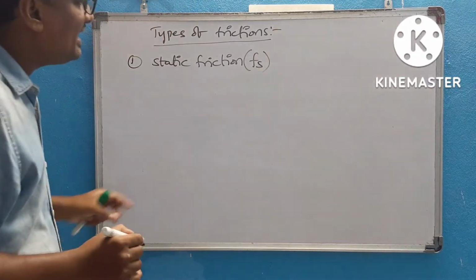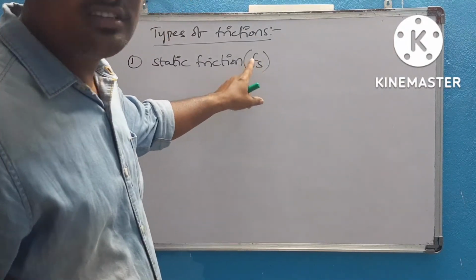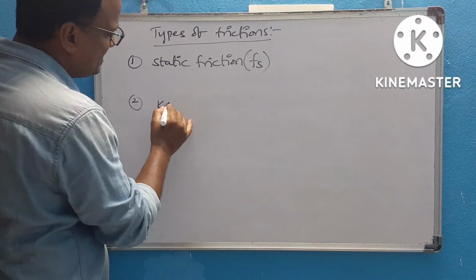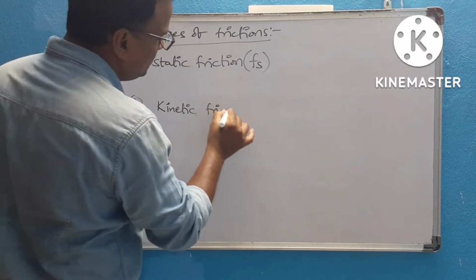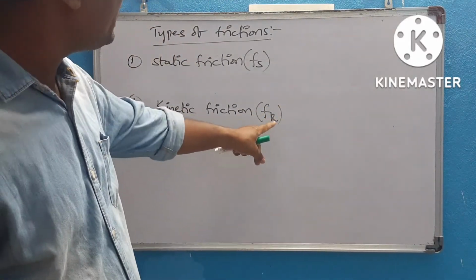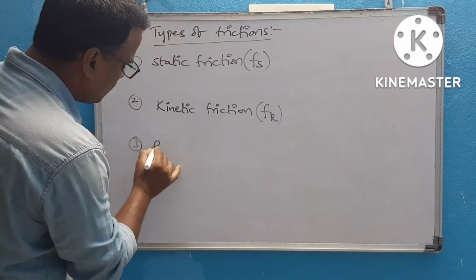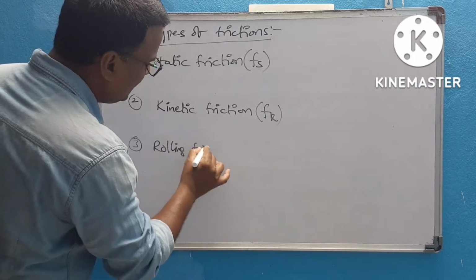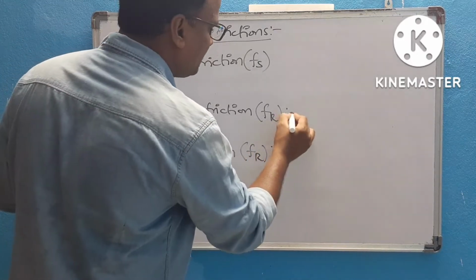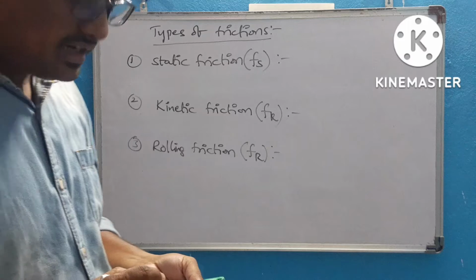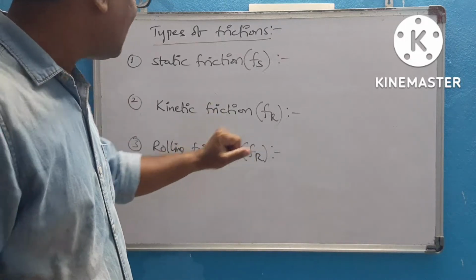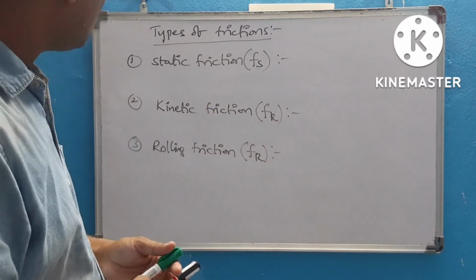Static friction can be denoted by the letter F subscript S. The second one is the kinetic friction, which can be denoted by the letter F subscript K. The third one is the rolling friction, which can be denoted by the letter F subscript R. So the first one is static friction, the second is kinetic friction, and the third is rolling friction.